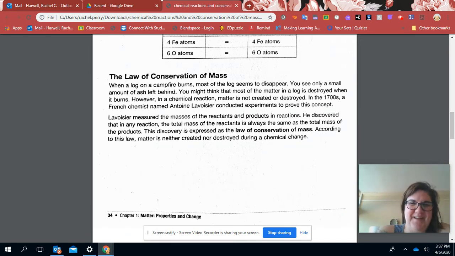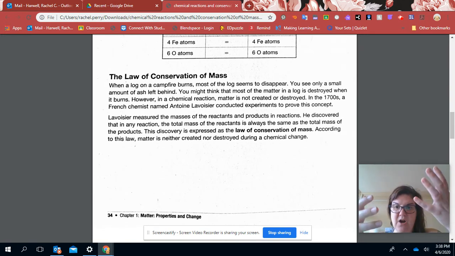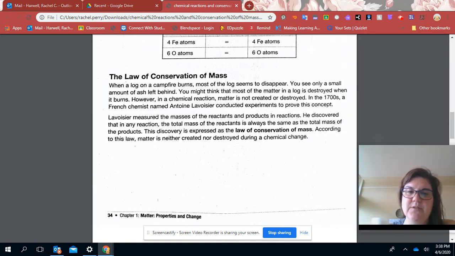Lavoisier measured the masses of the reactants and products in the reaction. He discovered that in any reaction, the total mass of the reactants is always the same as the total mass of the products. This discovery is expressed in the law of conservation of mass. According to this law, matter is neither created nor destroyed during a chemical change. You've seen something like this before. It's just like with the conservation of energy. Energy cannot be created nor destroyed, and matter and mass cannot be created nor destroyed in a chemical reaction. So whatever you start with, you're going to end with, it's just going to be mixed around.